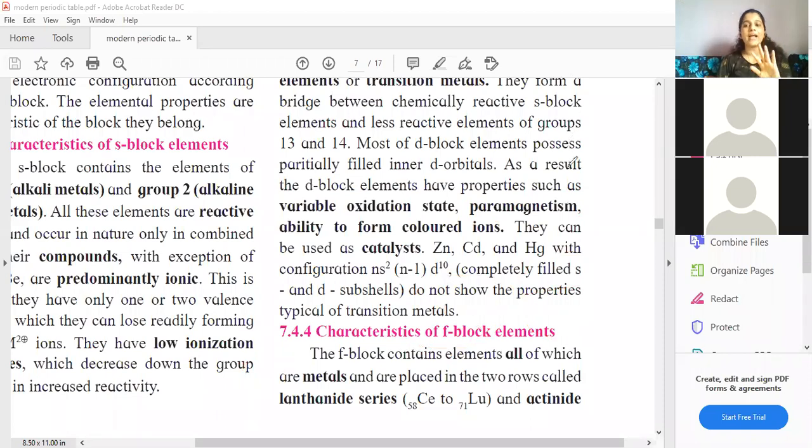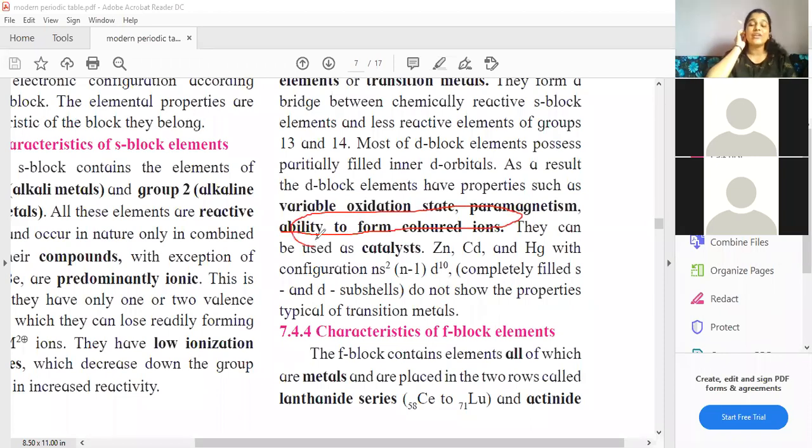Normally, if you have to identify which material is paramagnetic and which is diamagnetic, you can simply write the electronic configuration and determine. If everything is paired up, and the valence orbital is completely filled, they are said to be diamagnetic materials. How to identify paramagnetic materials? If there are unpaired electrons, like the d7 example I just discussed. The elements with configuration where the d orbitals have unpaired electrons are said to be paramagnetic in nature, and these are the elements which have the ability to form colored ions.